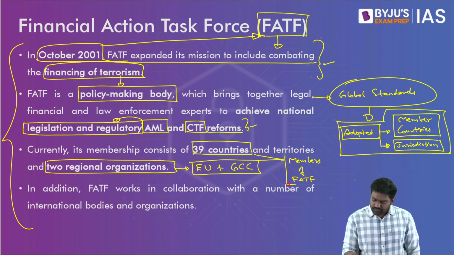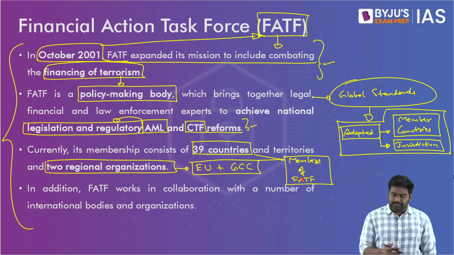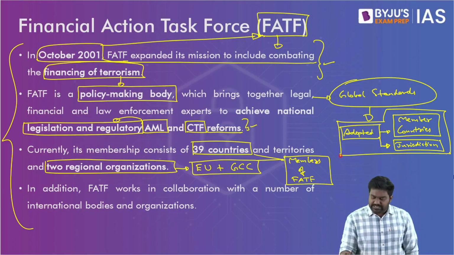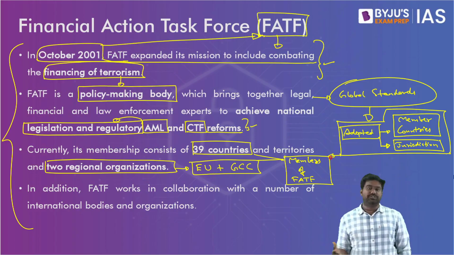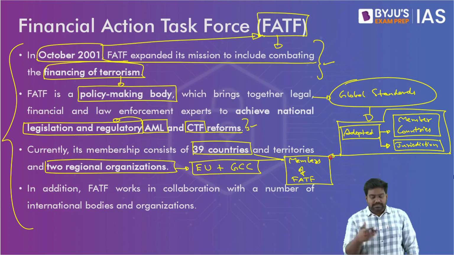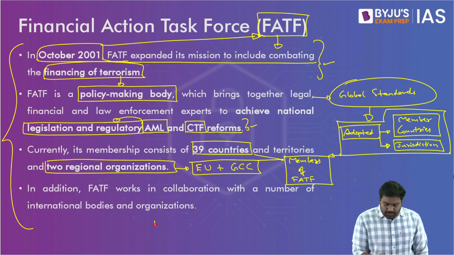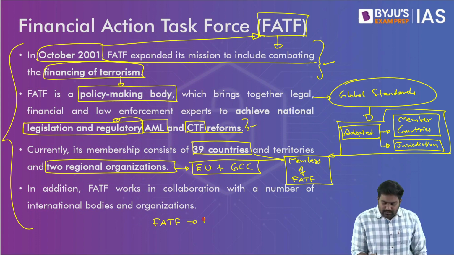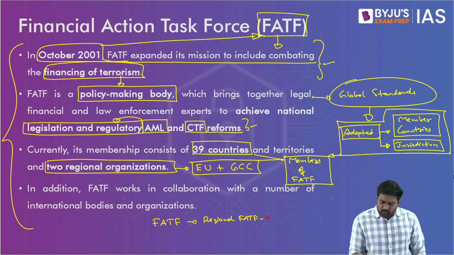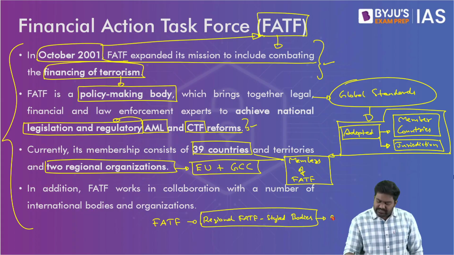All right. 39 member states are party to it, along with 2 regional groupings. So all the member states have the obligation, and even other jurisdictions, every jurisdiction, even if they're not a FATF member, even they are obligated. So FATF has these regional FATF styled bodies. To ensure it is implemented around the world, there are regional FATF styled bodies. There are around 9 such bodies, if I'm not wrong. So they enforce these standards.